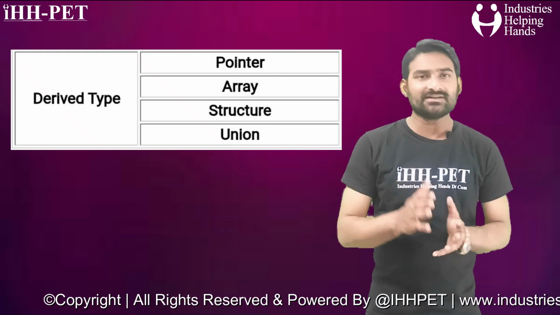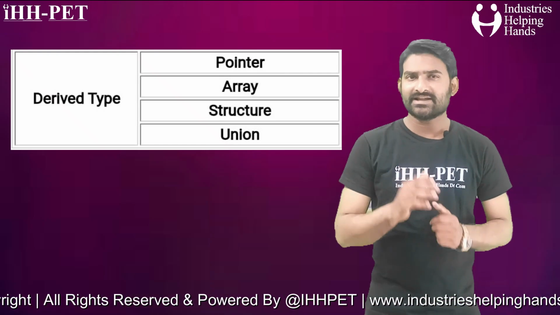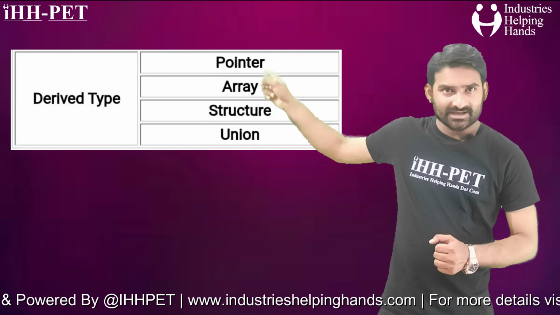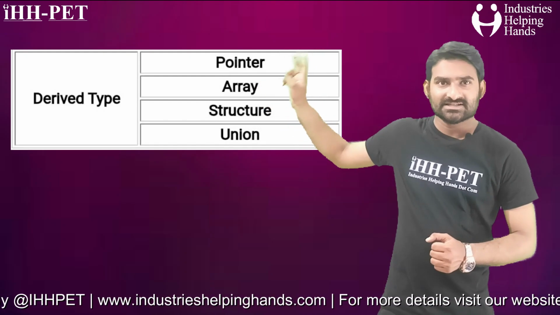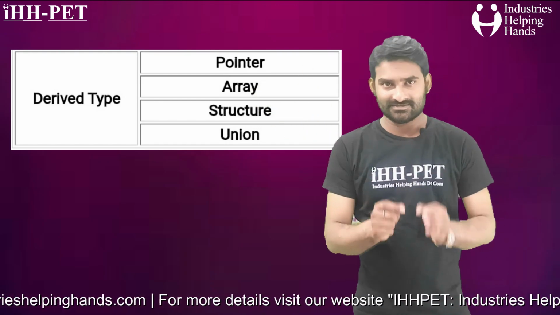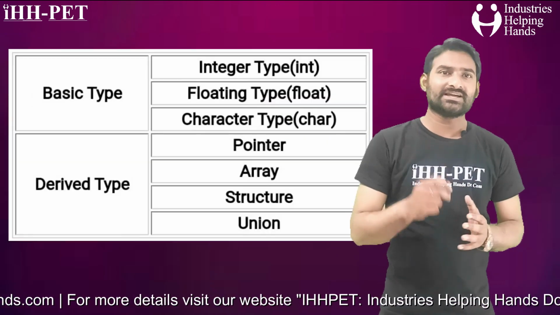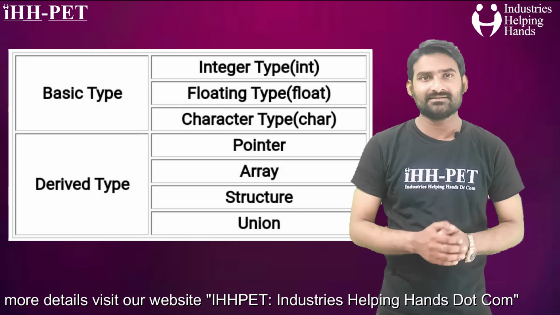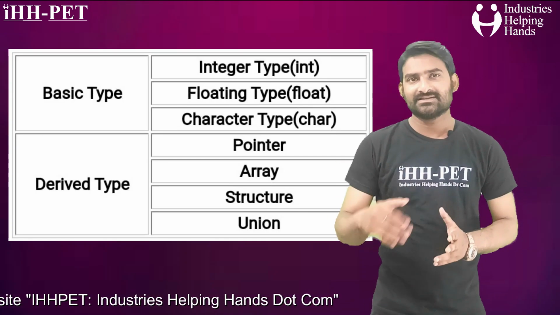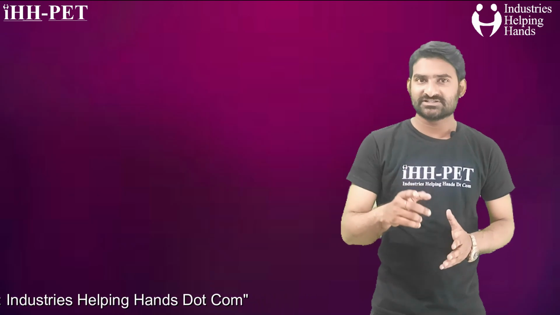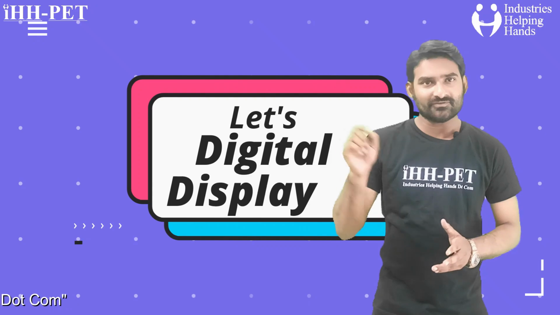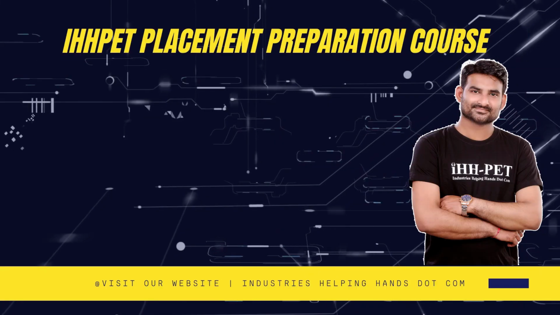Now we are switching to the derived data types. In derived data types, you can see pointer is a derived data type, array is a derived data type, structure is a derived data type, and union is also a derived data type. You will learn these two categories of data types in this lecture, and now I am switching to the digital display and we will discuss all of this with the help of practical knowledge.